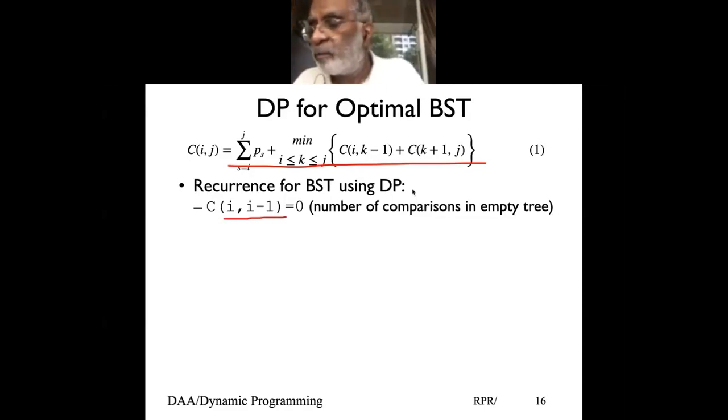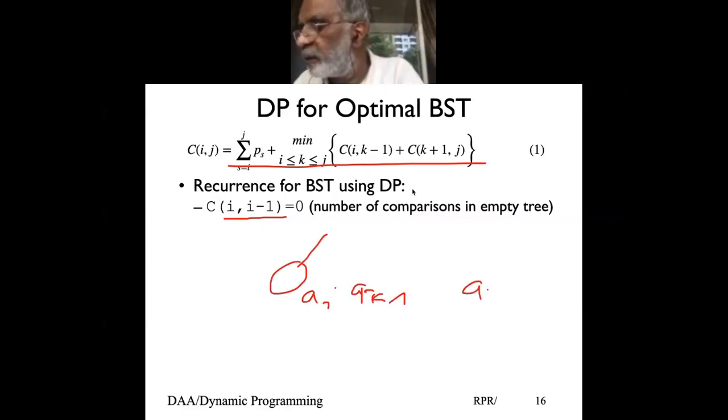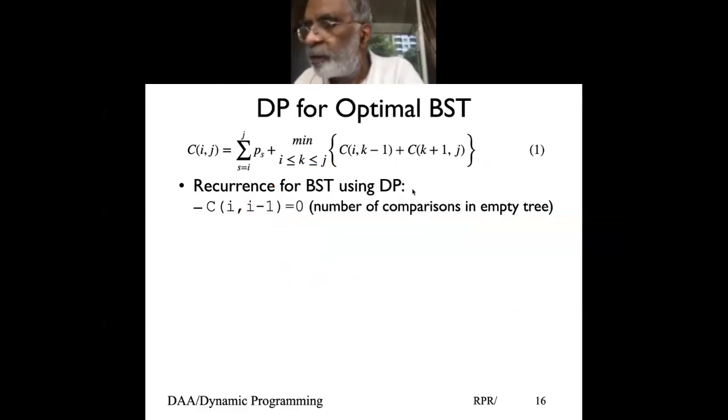Why? Because we say there has to be a root, and the left subtree will be Ai to Ak minus 1, and the right subtree is Ak plus 1 to Aj. Now if j is less than i, that means there is basically no node. We are looking at an empty tree. So C(i, i minus 1) is always 0.